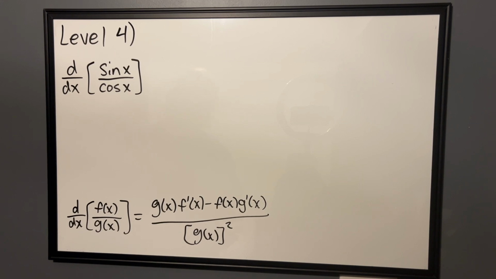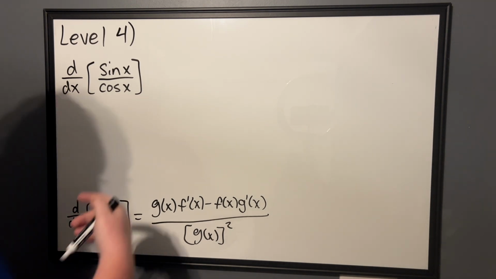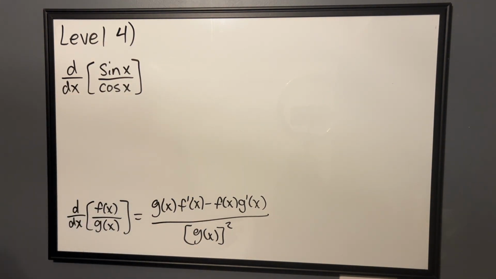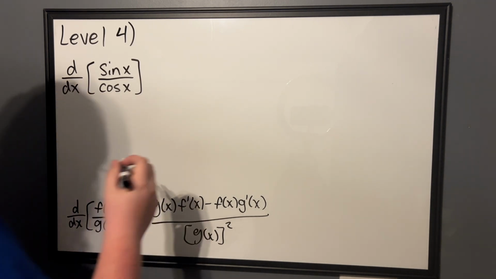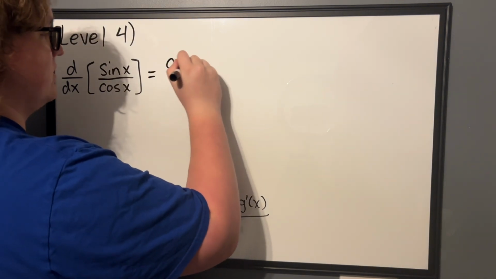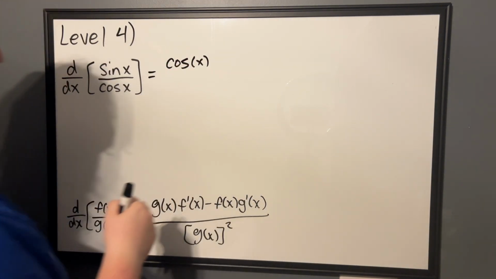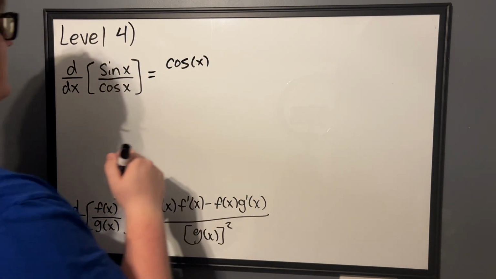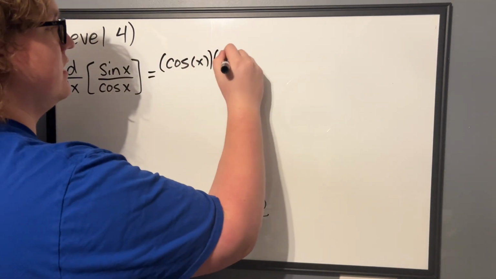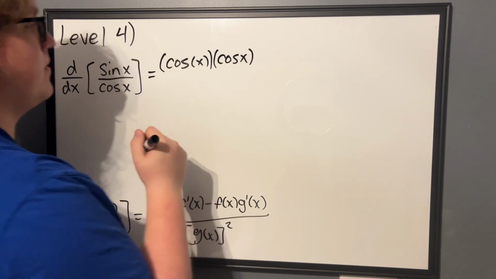So we're going to try to take the derivative of sine x over cosine x using this quotient rule. So just like the last time, sine x is going to be f of x, cosine x is going to be our g of x. So when we do this, we know that the first step is going to be to leave g of x alone. So in the numerator, we're going to have cosine of x, and we're going to multiply that by the derivative of sine x. And the derivative of sine x is cosine x. So that's what we have right there.